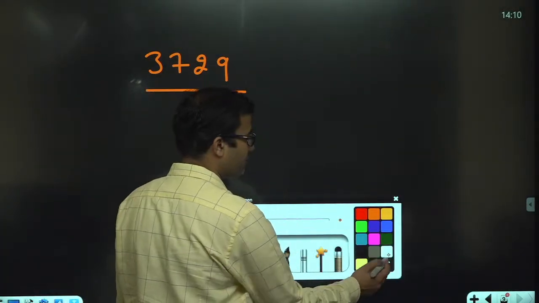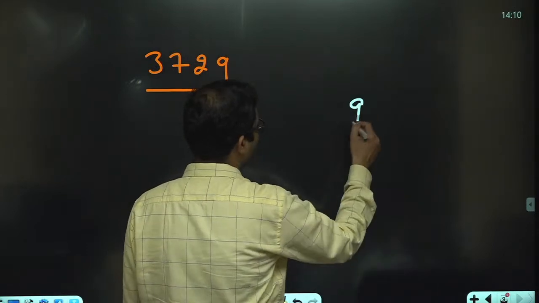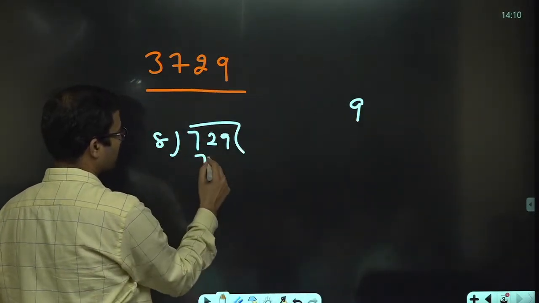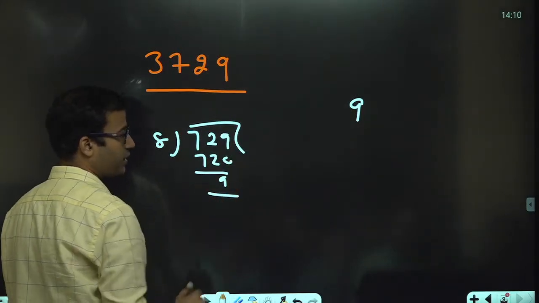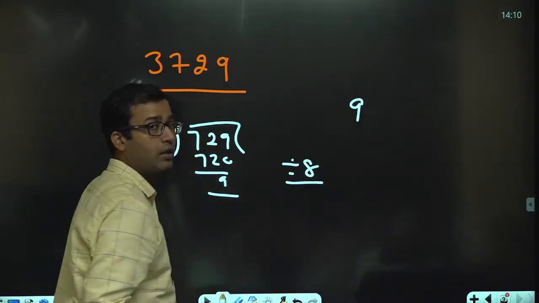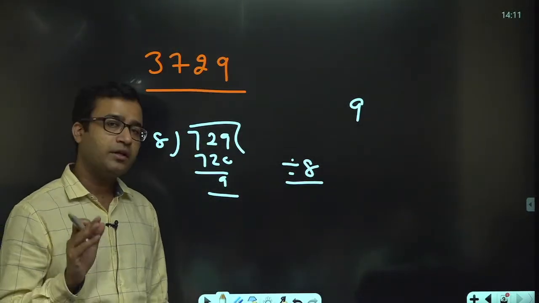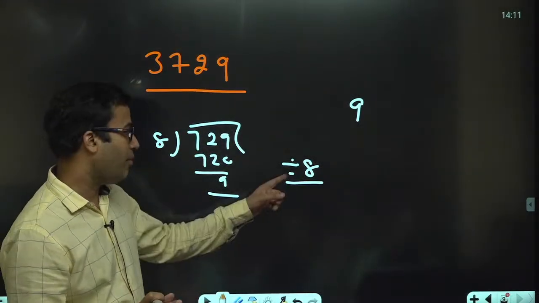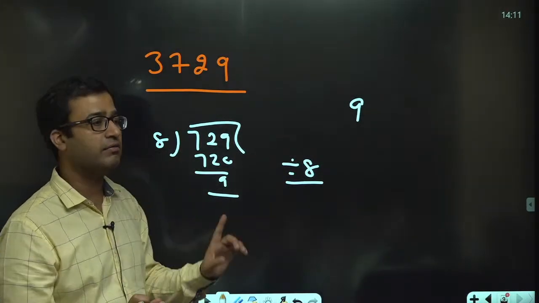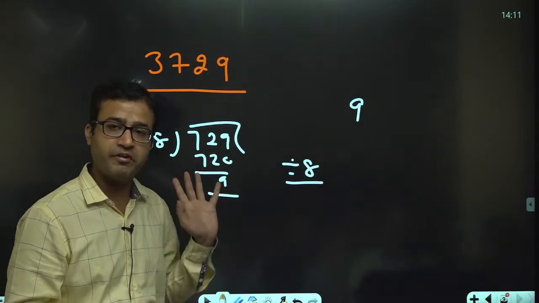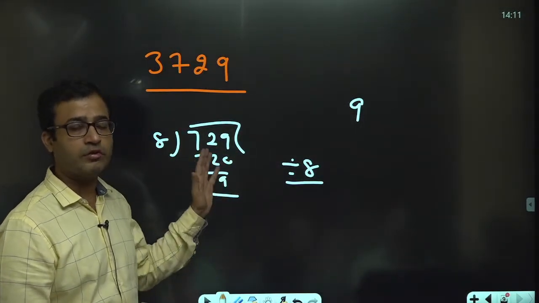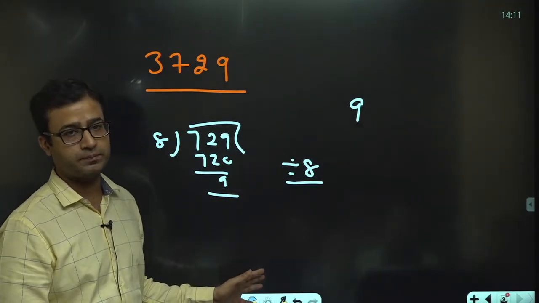Sometimes I have seen students say the remainder is 9. They divide 729 by 8, 8 9s are 72, they say 9 is the remainder. If your divisor is 8, the concept is that the remainder can never be bigger than the divisor. That is the concept. Remainder will never be more than a divisor. If it is bigger, it means we have not done our calculation up to the last step.